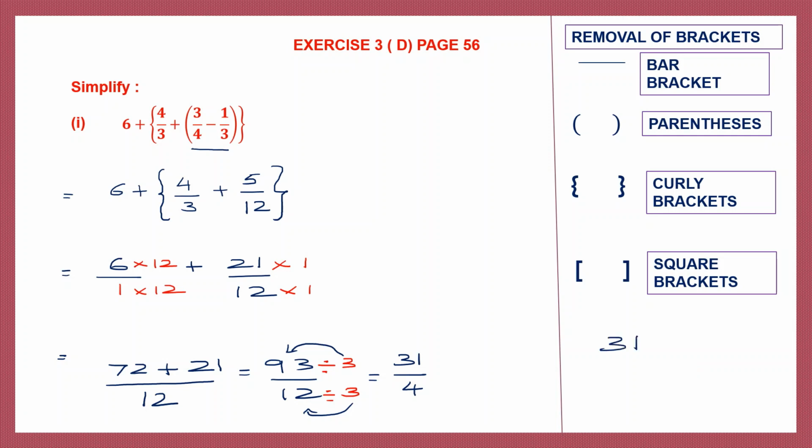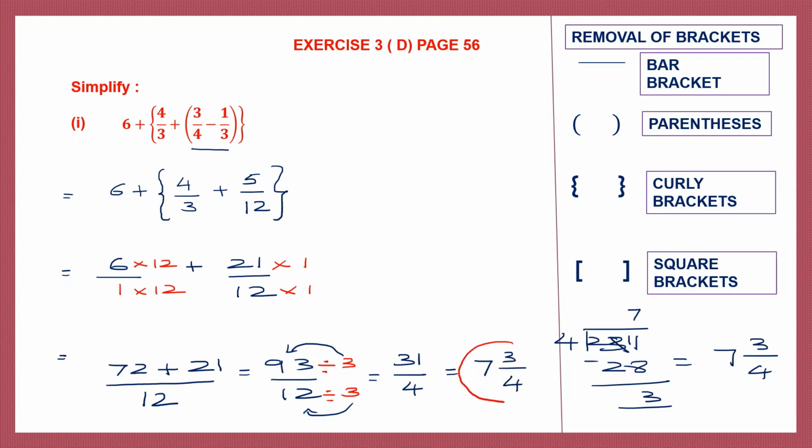So let's do that. 31 divided by 4. 4 7s are 28, minus, borrow, 11 minus 8 is 3. So what is our mixed number here? 7, 3 by 4. So that will be our final answer, 7, 3 by 4. So we have reduced it and then converted it into a mixed number. So final answer, 7, 3 by 4.